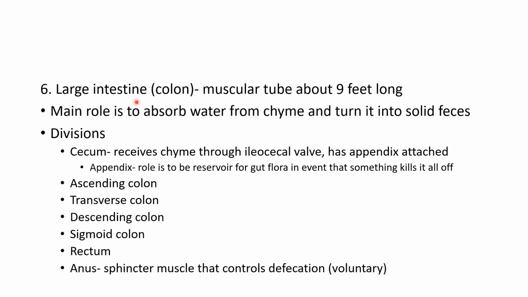Now moving on to the large intestine, which is also just called the colon. This is another muscular tube. It's about 9, maybe 10 feet long in an adult human. The main role of the large intestine or colon is to absorb water from the chyme. So this is where your hydration comes from. The food and water that you drink passes through the stomach and small intestine, and then once it gets to the large intestine is when the water is absorbed and it turns that leftover undigestible stuff into solid feces that can be eliminated.